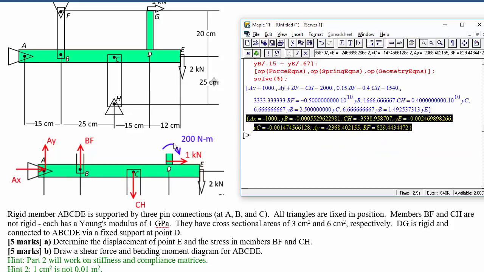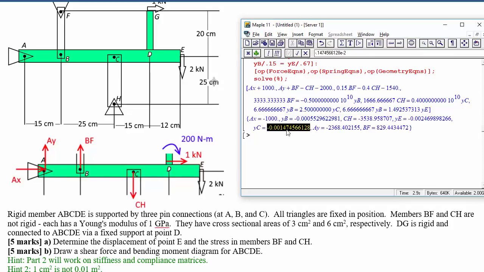So what have we figured out? We found out that AX is negative 1,000. Okay, we got a pull to the left. That makes sense. YB is negative about 0.5 millimeter, so it's moved down about that. We expect YC to move more than twice that because it's more than twice as far away. And yes, it's moved close to triple that. Makes sense. And YE has moved almost double YC because it's about twice as far away. So this all kind of makes sense.